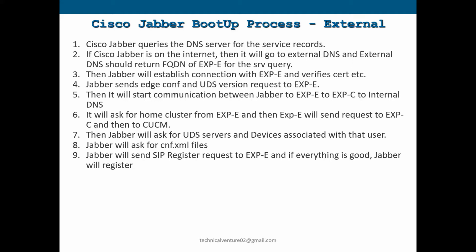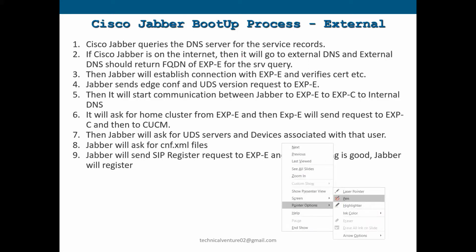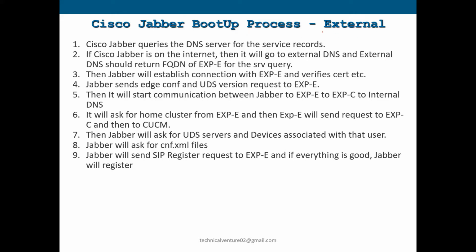So this is the second part of the Cisco Jabber bootup process. In the first part, we discussed Cisco Jabber when we are on a corporate network. Now we will discuss the Jabber bootup process when the Jabber client is on the internet, like if the Jabber client on the machine is not connected to VPN or the corporate network. It will be connected on the internet. So we will check all these things. I will give you a brief idea first with the steps, and then I will show you with the flow diagram.